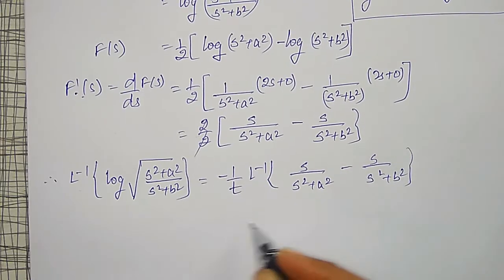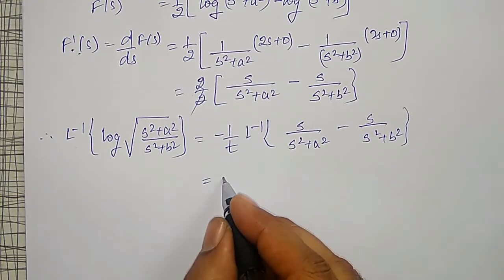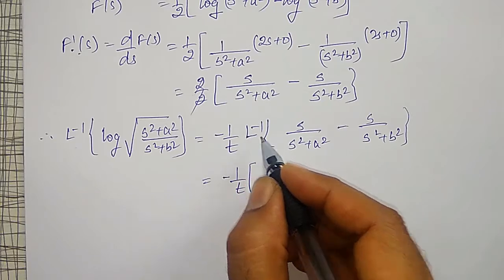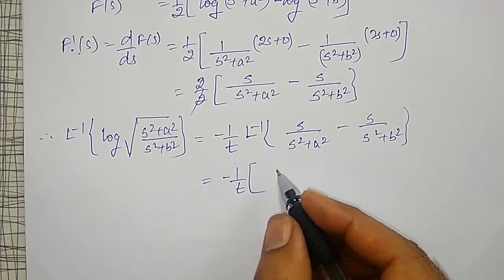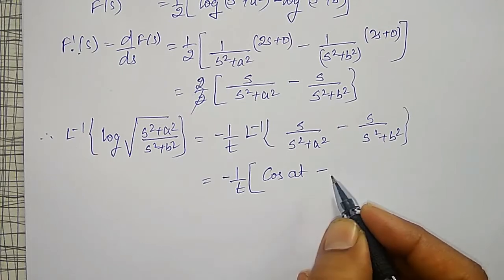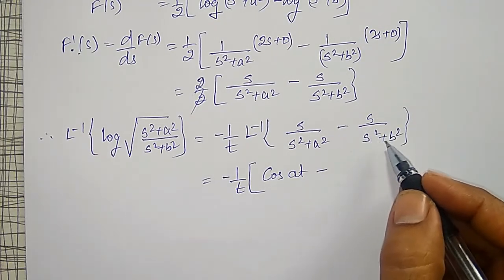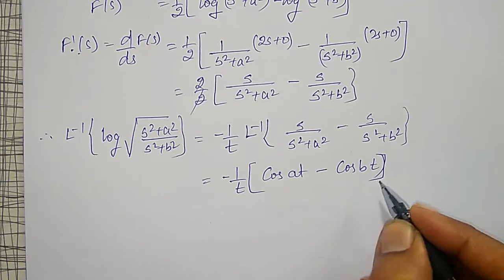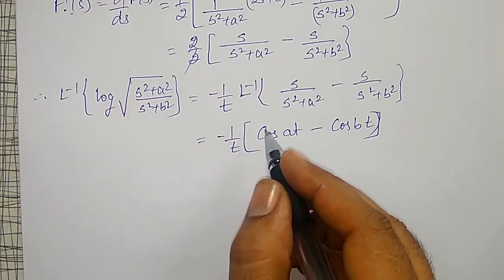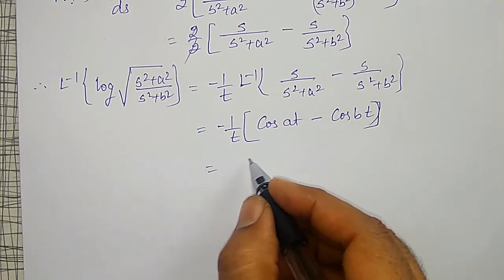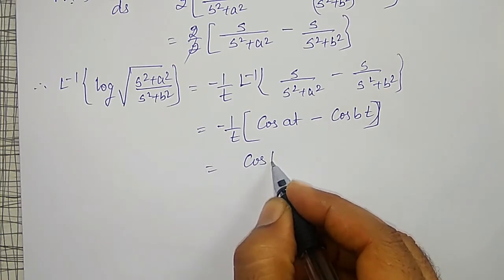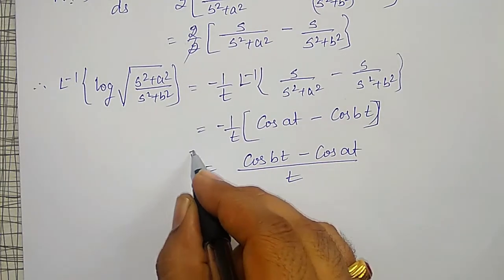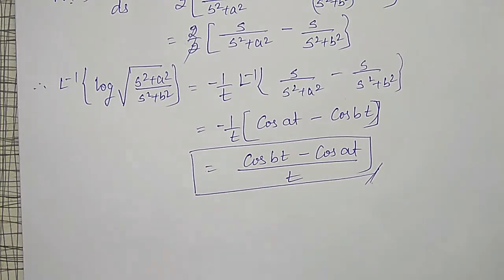Which is equal to minus 1 by t into addition of terms is there. Inverse Laplace transform can be calculated easily. s divided by s square plus a square is cos at, minus inverse Laplace transform of s divided by s square plus b square is cos bt. Okay, for our simplicity I can multiply this minus inside, and the final answer I can write as cos bt minus cos at, whole divided by t, is my required answer for the given problem.